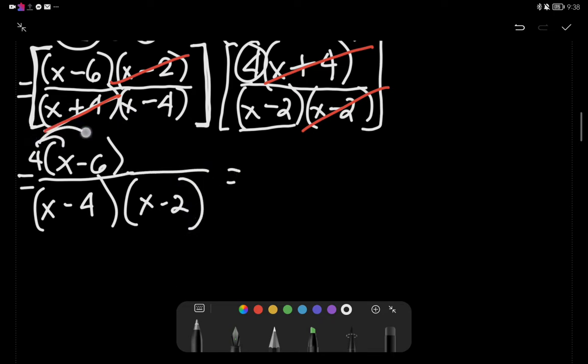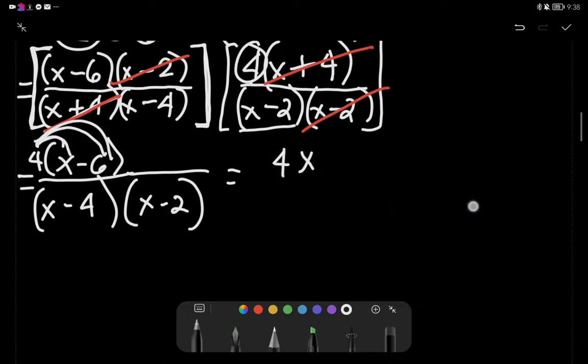Now, let's multiply. You distribute ra na si 4. That is 4 times x. That becomes 4x. 4 times 6, that is 24. Positive si 4. Negative si 6. Positive times negative, that is negative.